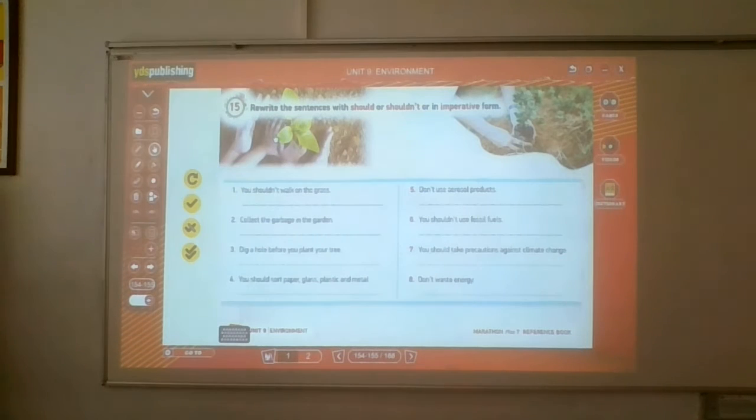The first sentence, you shouldn't walk on the grass. Don't walk on the grass. This is imperative. Number 2, collect the garbage in the garden. You should collect the garbage in the garden. Guys, because of limited time, you will be doing the rest yourselves, okay?